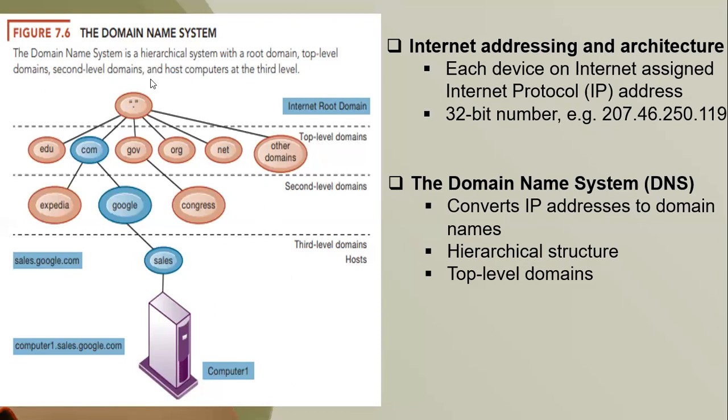Here we can see an example of how they are connected. As you can see here, computer one, the cells server, and Google, and we say the domain name is computer1.cells.google.com. If you use the cells server, you can say cells.google.com.